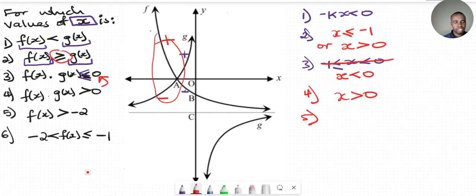Question 5, where is f of x greater than -2? Greater than -2 for all real numbers, because -2, remember, is your asymptote. Your graph will forever be above. The last one.